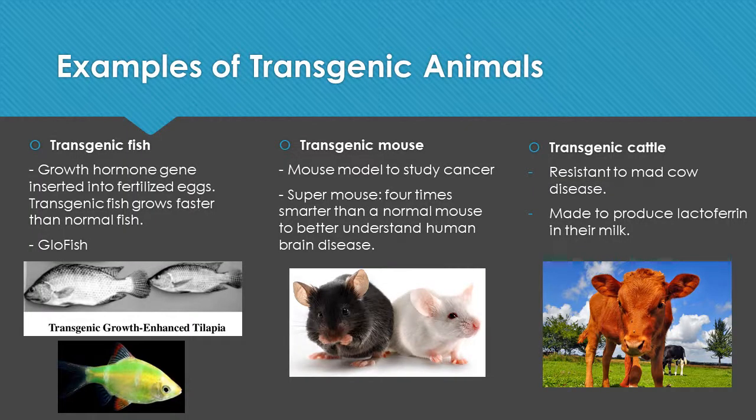Here are some examples of transgenic animals that have been produced, such as transgenic fish, transgenic mouse, and transgenic cattle or cow. Each of these animals serves a specific role, either for food, for nutrients, or as a disease model.